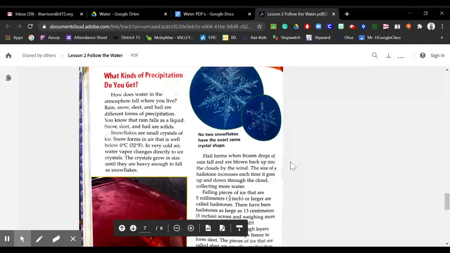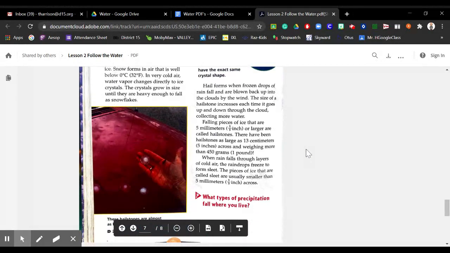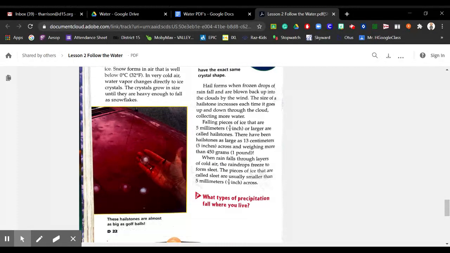Hail forms when frozen drops of rain fall and are blown back up into the clouds by the wind. The size of a hailstone increases each time it goes up and down through the cloud, collecting more water. Falling pieces of ice that are 5 millimeters, 1/5 of an inch, or larger are called hailstones. There have been hailstones as large as 13 centimeters, 5 inches across, and weighing more than 450 grams, 1 pound.